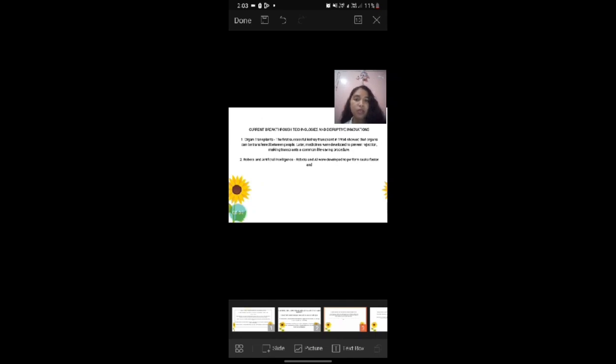Current technologies and disruptive innovation. Organ transplant: the first successful kidney transplant in 1954 showed that organs can be transferred between people. Later, medicines were developed to suppress rejection, making transplant a common life-saving treatment.